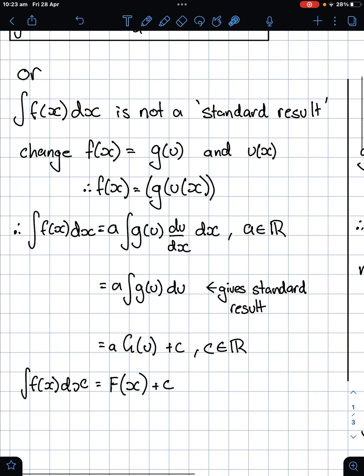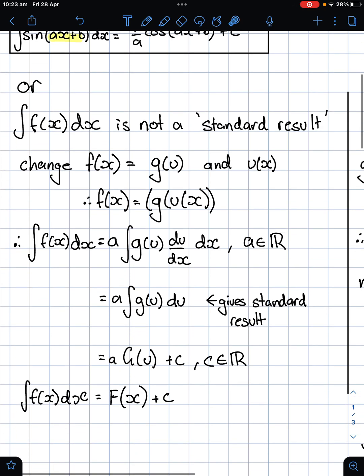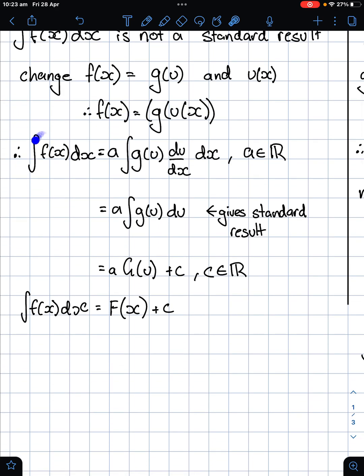Now, the method I'm going to use with you is called substitution, and we will go through it. If we have the integral of a function and it's not a standard result, so this isn't one of our rules that we know, we change it into the form of g, another function, with respect to u, and u is with respect to x. Similar to how we've done substitution before. Then the integral of our original function is going to have some constant, and we're going to need to get our g(u) function with respect to u.